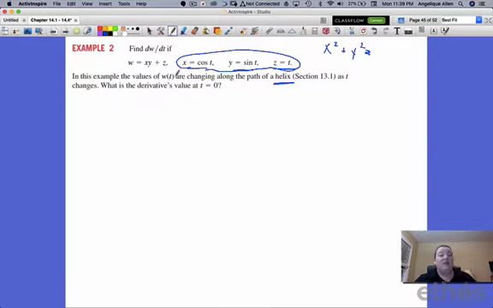In this example, the values of w of t are changing along the path of a helix here as t changes. What is the derivative's value at t equals 0? So we'll evaluate this function when we're done. So dw dt, and again, multiple variables. We're going to do 3 pathways in this case, x, y, and z. And then each of those are just a function of t, so they're all going to come back down to one variable. That's t. So w's up here. This is beginning to look familiar. Now w is a function of 3 variables, so we have to do partials.